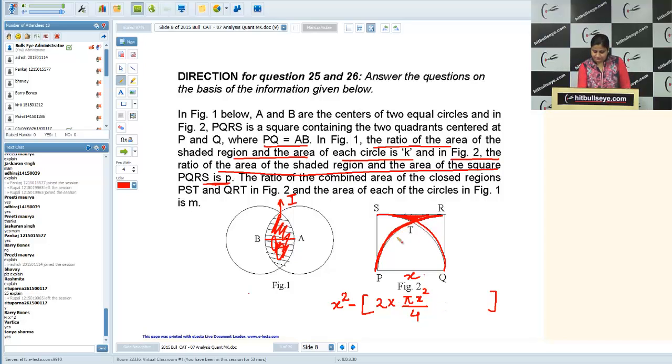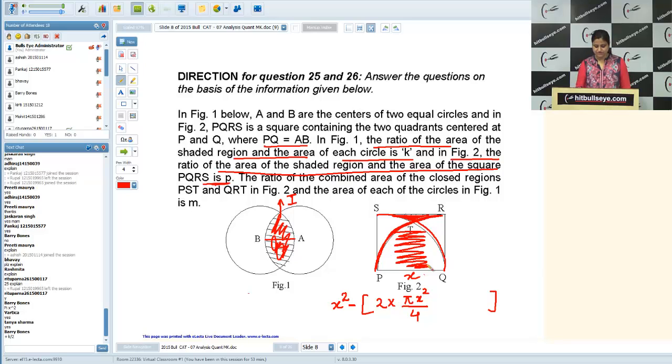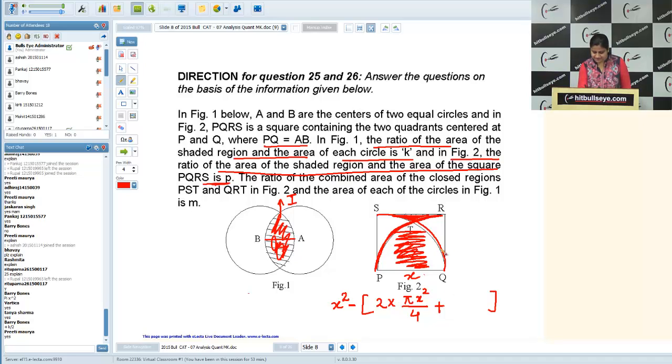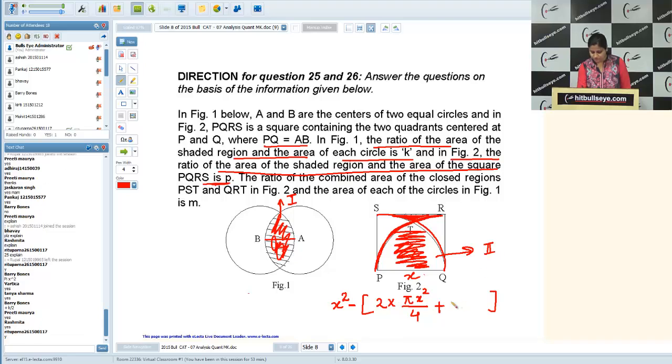But this area is counted twice. Are you getting me, guys? So plus, I'm taking this area, suppose as 2. Clear? Okay. Now what was the question?